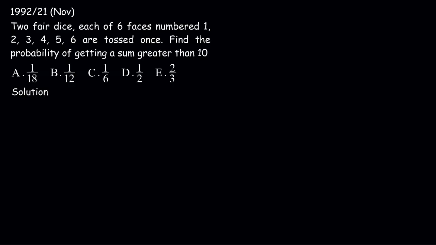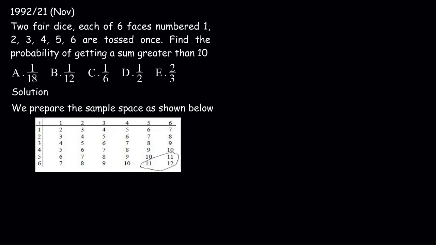Our next question is from November 1992. It states that two fair dice, each of 6 faces, numbered 1 to 6, are tossed once. Find the probability of getting a sum greater than 10. Now we are first going to be consulting our sum table, and when we do that, we get the diagram as shown on the screen. Now the numbers greater than 10 are 11, 11, and 12, which are 3 numbers, and our total outcome is 36. So the probability of a sum greater than 10 will be equal to 3 divided by 36, which is equal to 1 over 12.